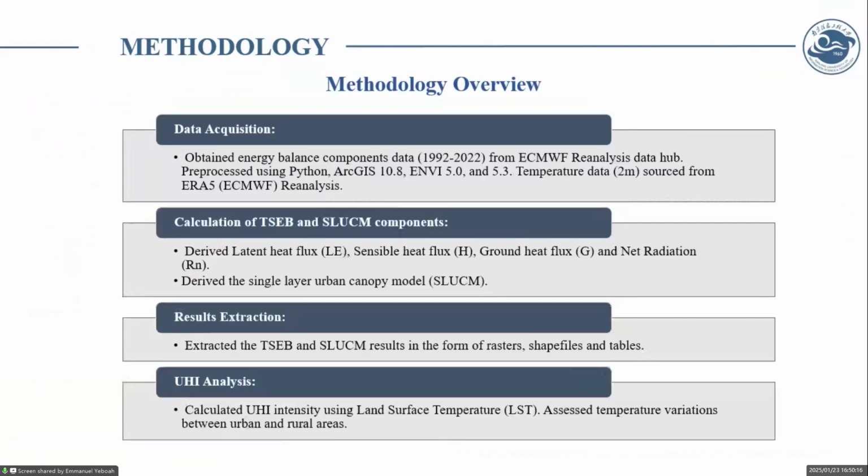With the data, we use a lot of data from ECMWF and ERA5, where we obtained energy balance components data. We are talking about longwave radiation, shortwave radiation, humidity, and other variables. We also obtained 2-meter temperature data from ERA5, which is part of the ECMWF reanalysis data hub. Then we moved on to calculating these energy balance components. As I said earlier, we calculated latent heat flux, sensible heat flux, ground heat flux, and then net radiation.